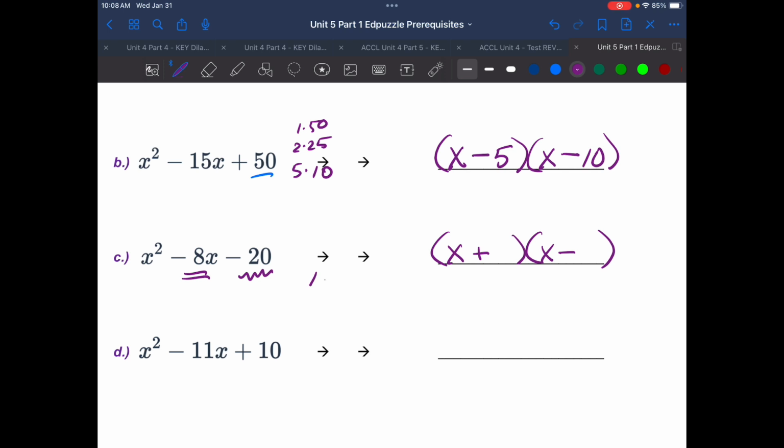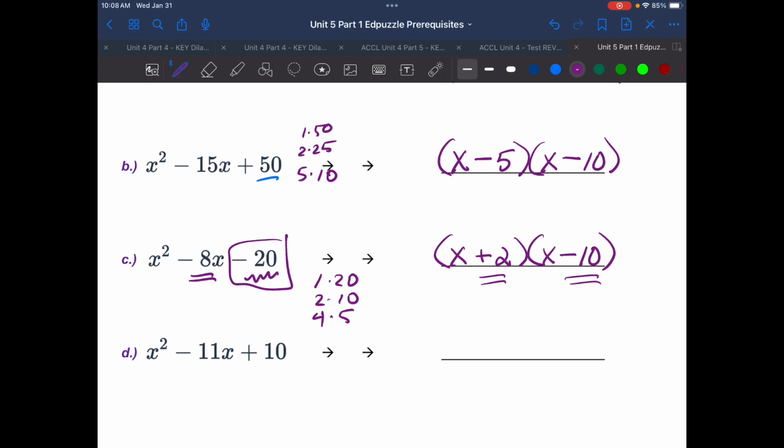So let's see. That's 1 and 20, 2 and 10, 4 and 5. We got to get a negative 8. Oh, but wait a minute. What do you think here? What would work? Well, I think we're going to have plus 2 and minus 10. Let's test that. What's positive 2 times negative 10? That's negative 20. And what is positive 2 plus negative 10? That's negative 8. So we're good.